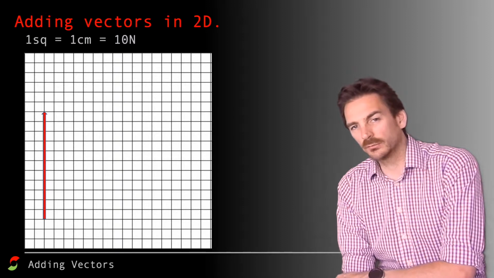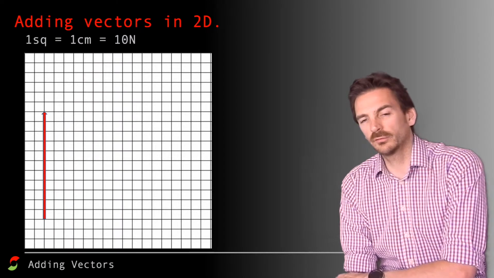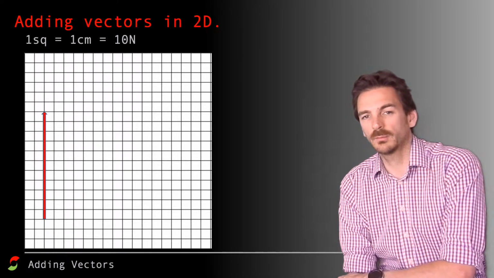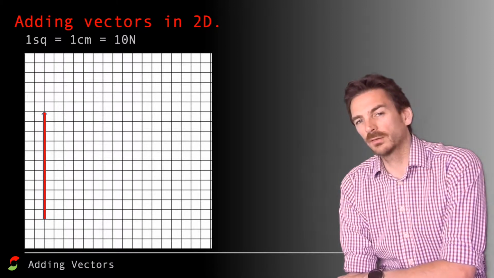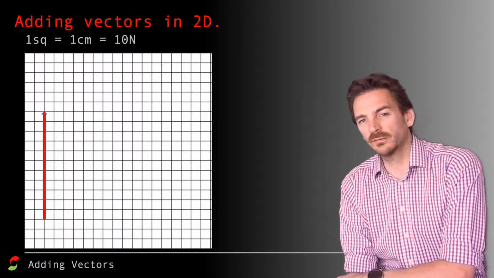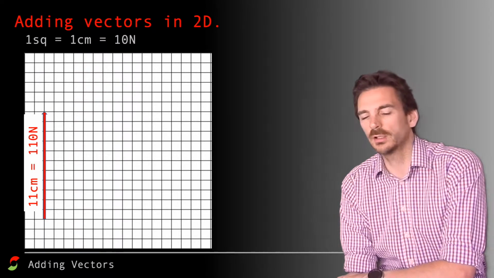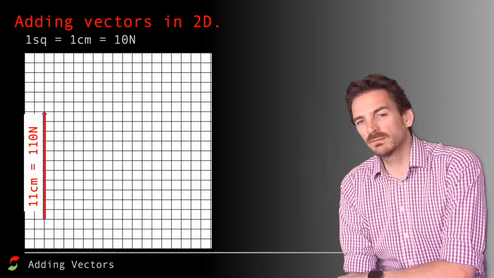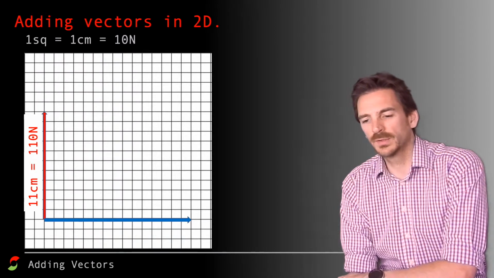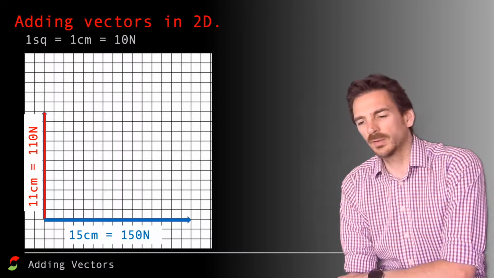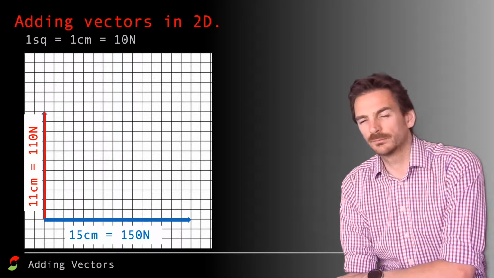Usually you get given those scales in exams, so just pay attention to what that scale is and make sure that you use it. So we're going to measure the length of that arrow, and it's 11 centimetres, so that makes it 110 newtons. I'm going to add that vector to a horizontal vector. I'm going to measure the length of that. It's 15 centimetres, which means it's 150 newtons.